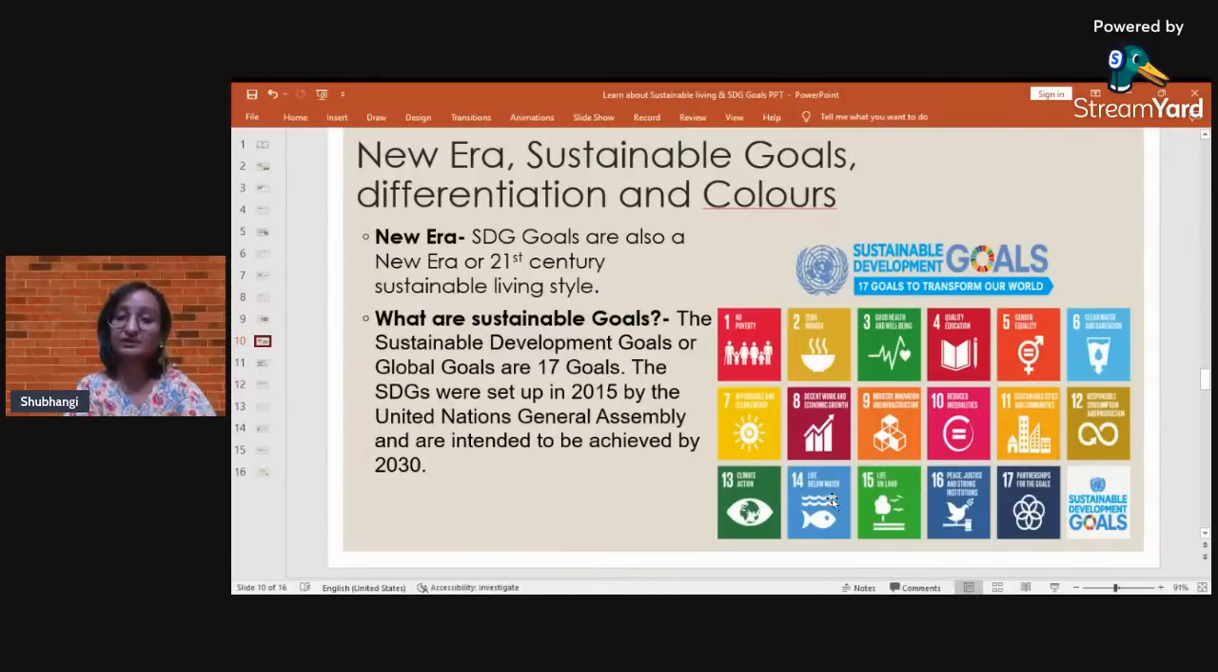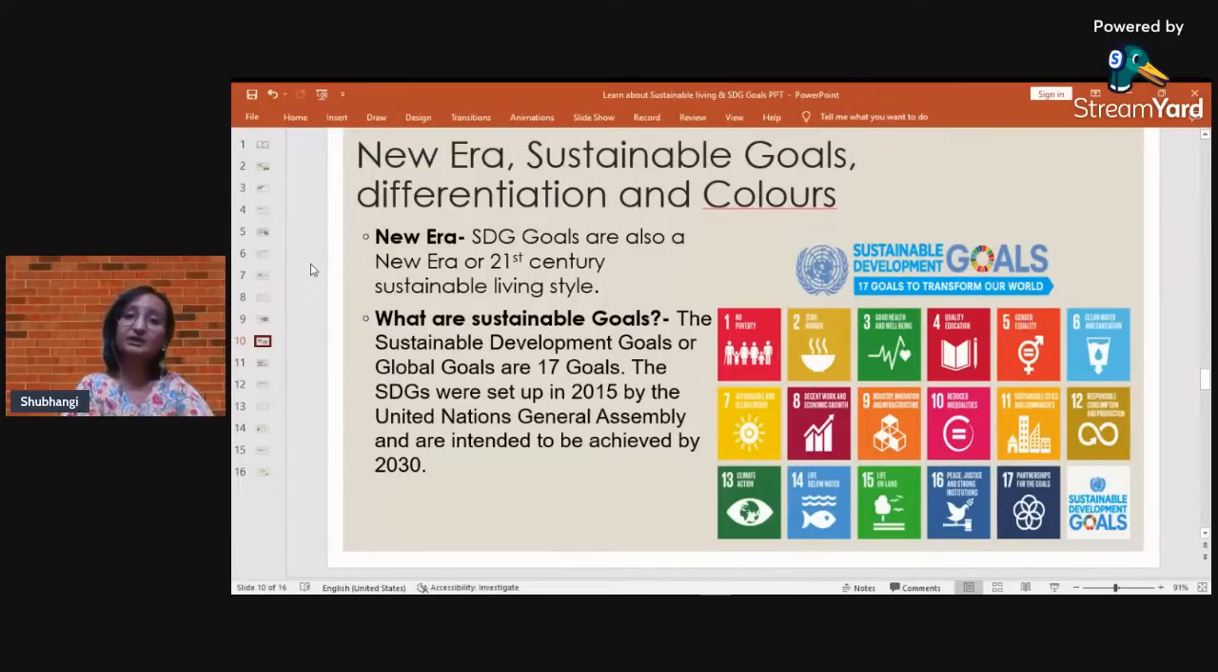12th, responsible consumption and production. 13th, climate action. 14th, life below water. 15th, life on land. 16th, peace, justice, and strong institutions. 17th, partnership for the goals. So these are all 17 goals. You can know about it.